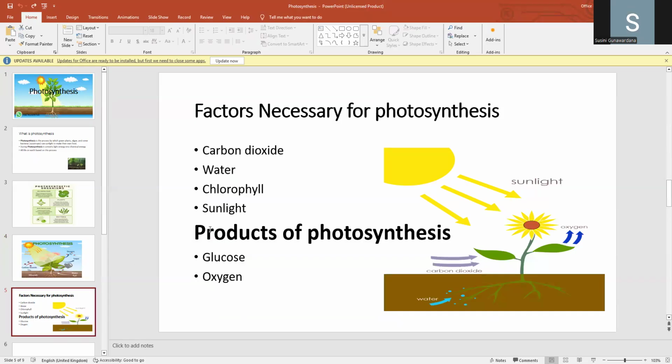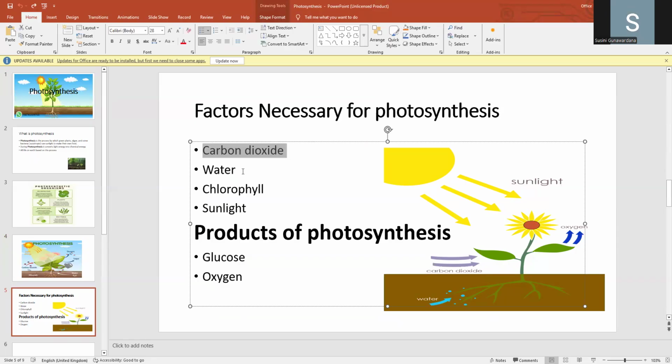So, here I briefly explained the factors necessary for photosynthesis. Those are carbon dioxide, water, chlorophyll, and sunlight, or the light energy. Through this process, two products are produced. The major product is glucose and the byproduct is oxygen.